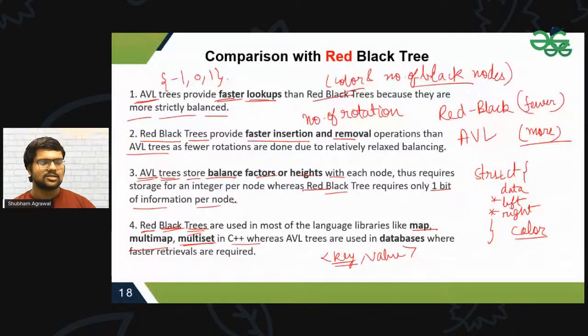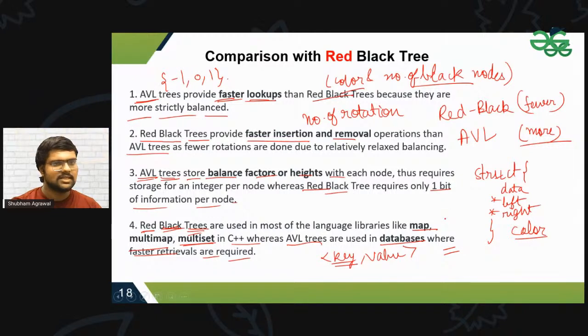We can also implement these data structures using an AVL tree, but in an AVL tree we need to perform a greater number of rotations. AVL trees are used where we need fast lookups, like in databases where fast retrievals are required. So AVL trees are used there. So this is the comparison between the AVL tree and the red black tree.